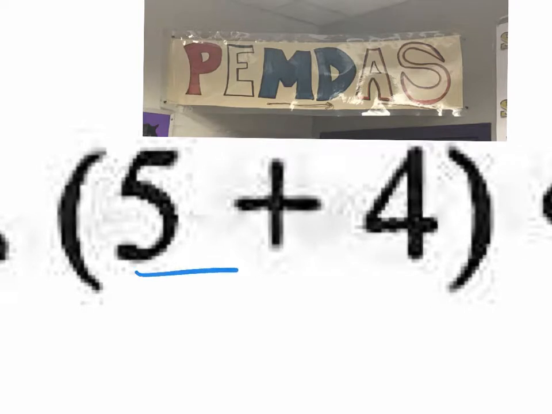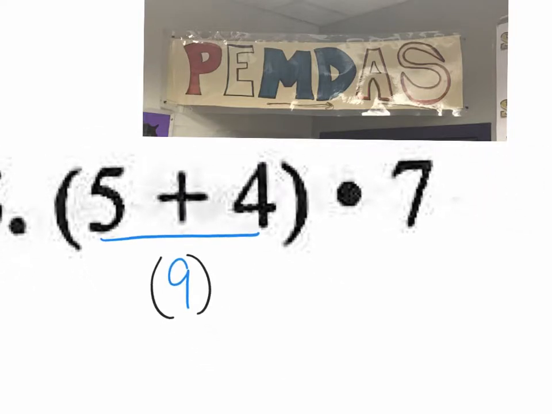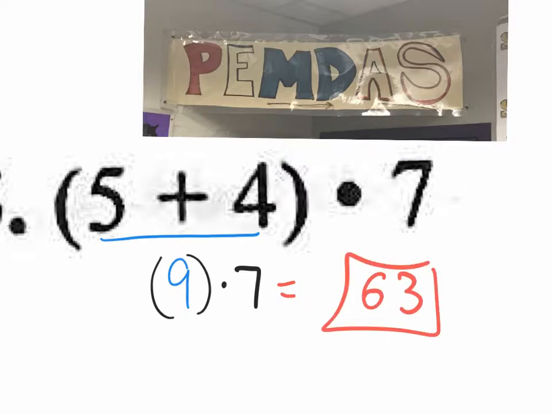So on the inside of the parentheses, we have 5 plus 4, which is 9. And then I'm going to keep the parentheses even though there's nothing else to do there. And I'll just rewrite the outside times 7 right there. So after doing parentheses, there's no exponents, but we do have multiplication. So 9 times 7 is 63, and that would be our final answer, 63 for that one.